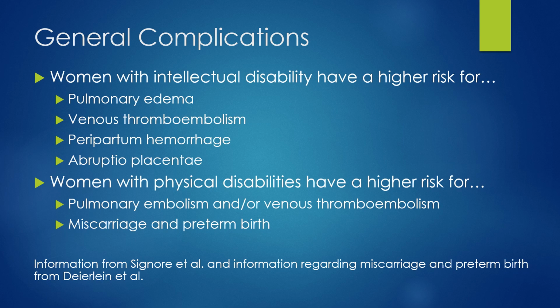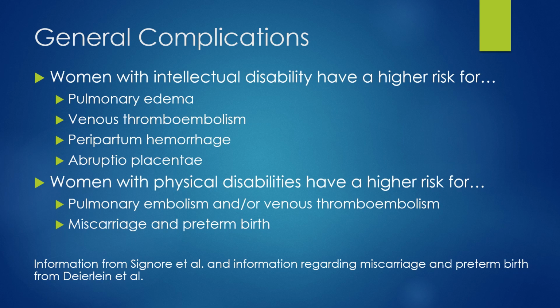Also, according to Signore et al., women with spinal cord-related disabilities are at a 9-fold increased risk of pulmonary embolism and/or venous thromboembolism. Women with physical disabilities are twice as likely to have a miscarriage, according to Darlian et al., and a higher risk of preterm birth.